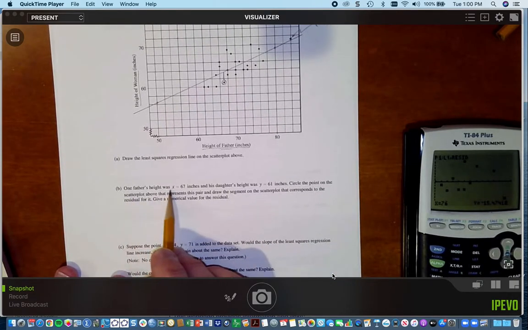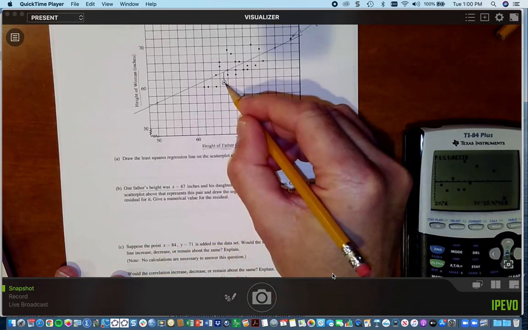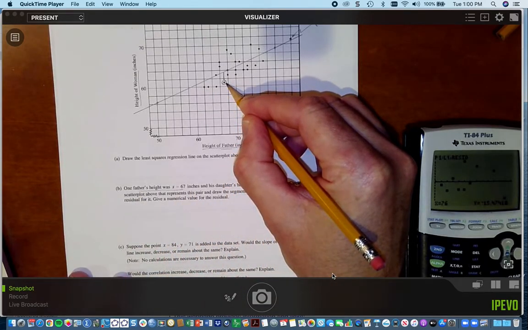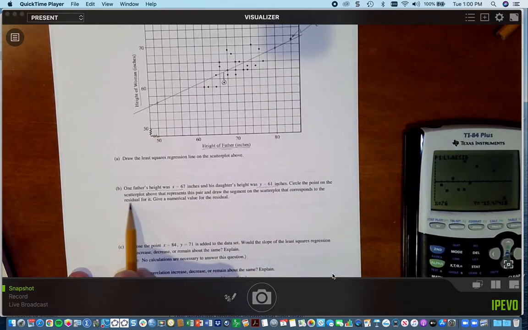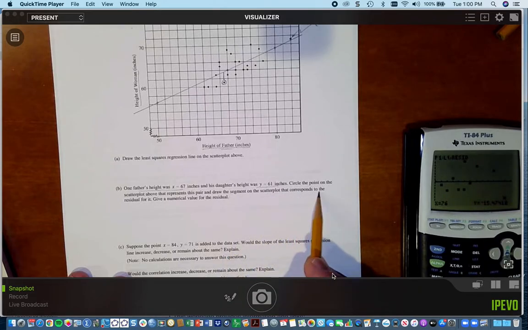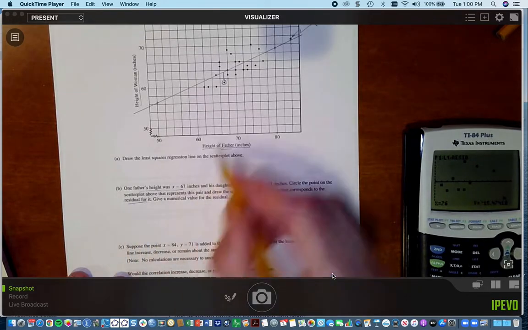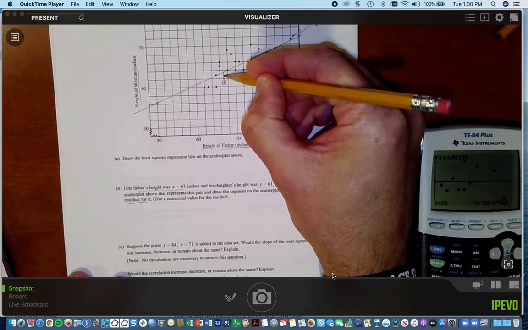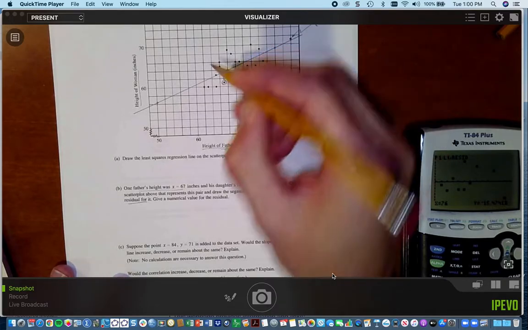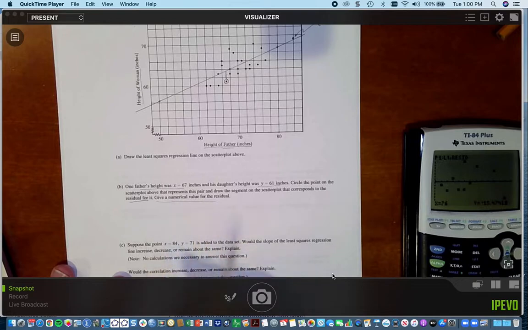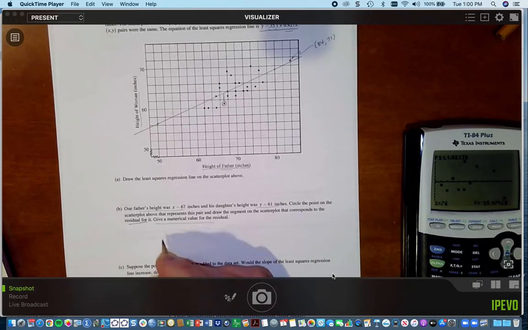Then this one says that a father's height is 67 and his daughter is 61. That's this ordered pair here that I've circled. It says circle the point on the scatter plot that represents the pair and draw the segment on the scatter plot that corresponds to the residual for it. So this distance here would represent the residual. And then they want us to calculate the residual. Remember that the residual is y minus y hat. The y value for that point is 61.